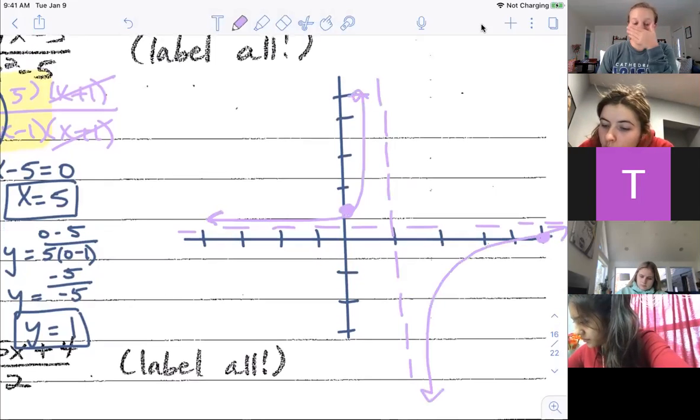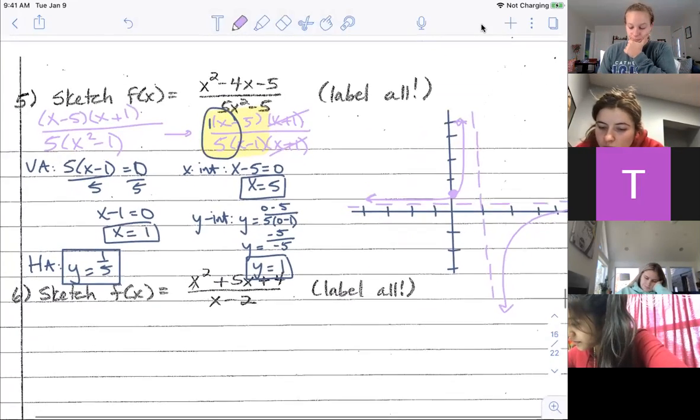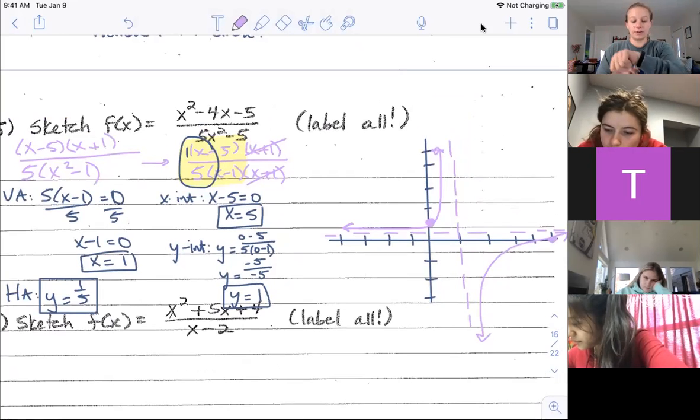Doesn't have to be super pretty. It needs to go through the points I see, and it needs to get as close to the asymptotes as I can. So that's all we learned yesterday.